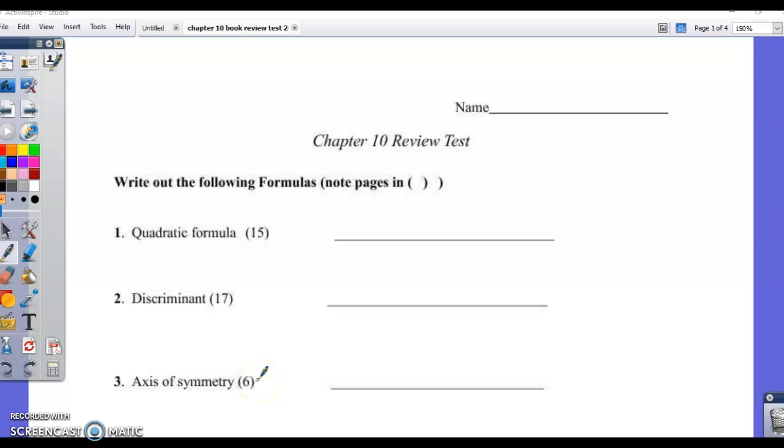All right, so this is going to go over the Chapter 10 review test. I'm just going to do all the questions. So do it on your own, follow along, check, whatever you need.